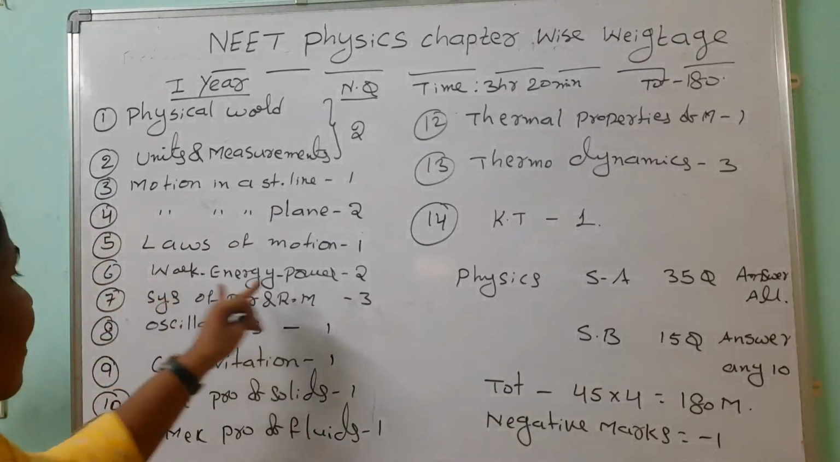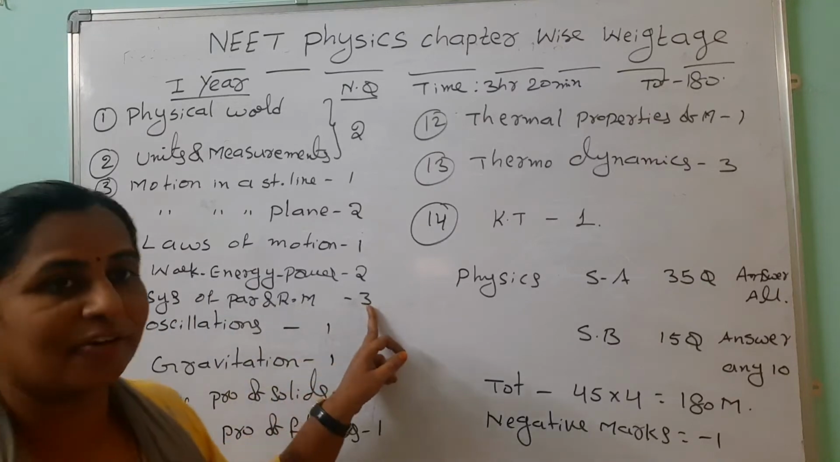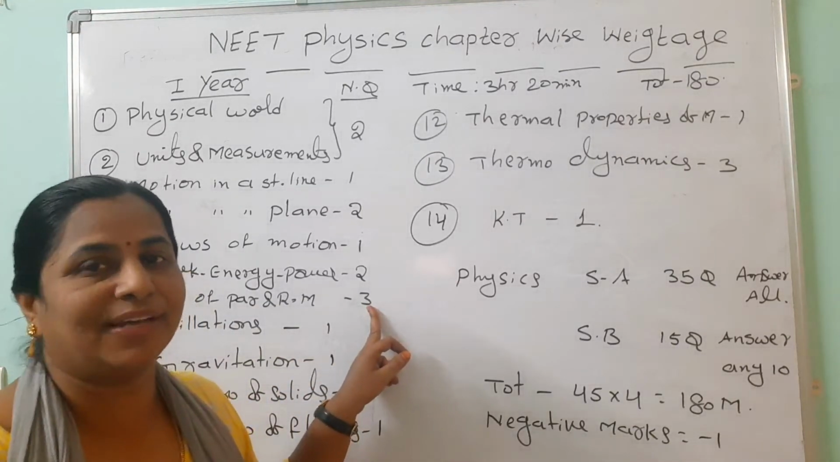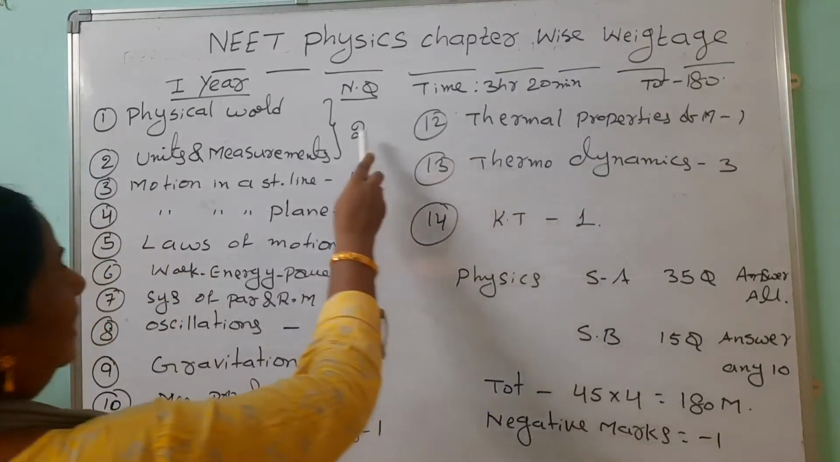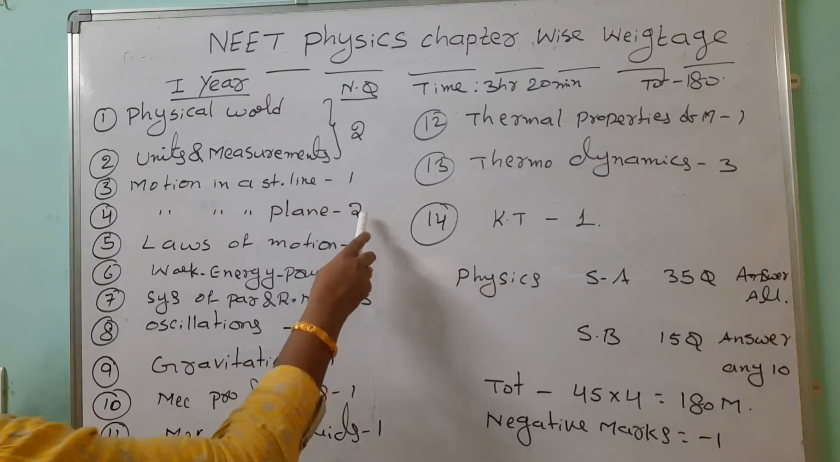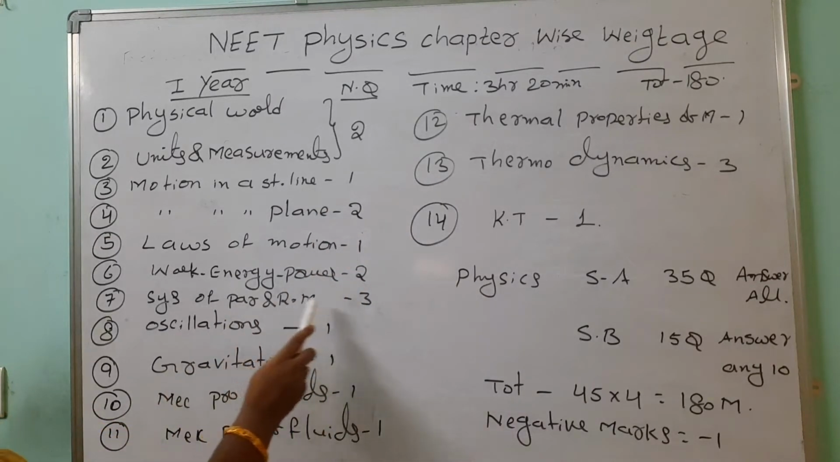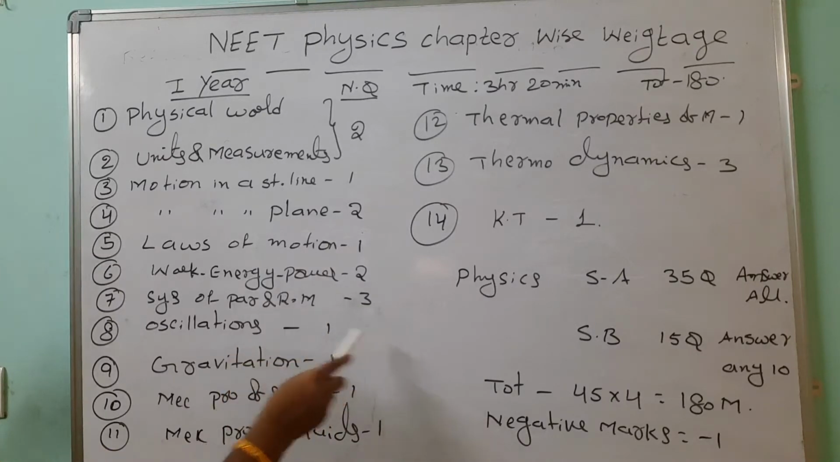The next one is work, energy and power. If you have more grip, you can go through the system of particles. Here we are expecting 3 questions, and thermodynamics. If you read thermodynamics, 3 plus 2 is 5, 5 plus 3 is 8, and here system of particles, that is 3 marks. 11 questions you are able to do.